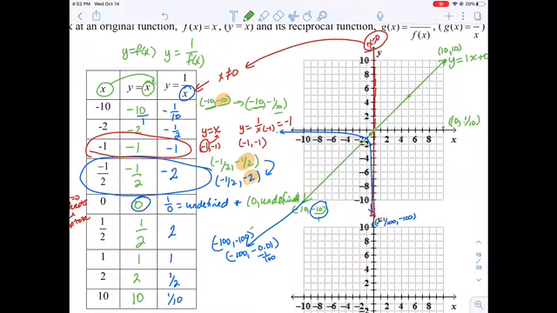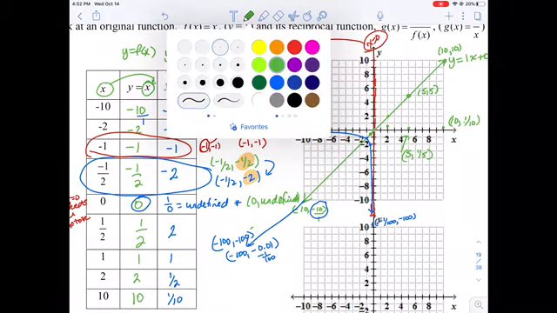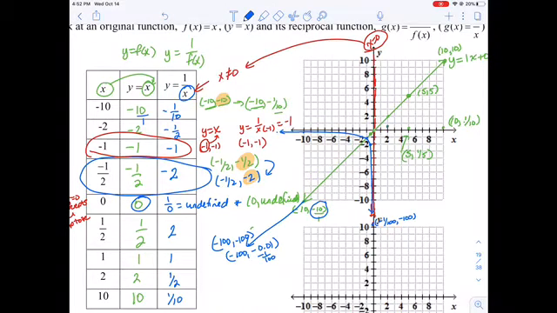Okay, I could pick like 5. This is the point 5, 5. The corresponding point on the reciprocal function would be 5, 1/5. Okay, there's 5, 1/5 right there. The reciprocal of 2 would be 1/2. The reciprocal of 1 is still 1, so I'm going to just put these in blue. And the reciprocal of 1/2 would be 2. And so on. Reciprocal of 1/10 would be 10.